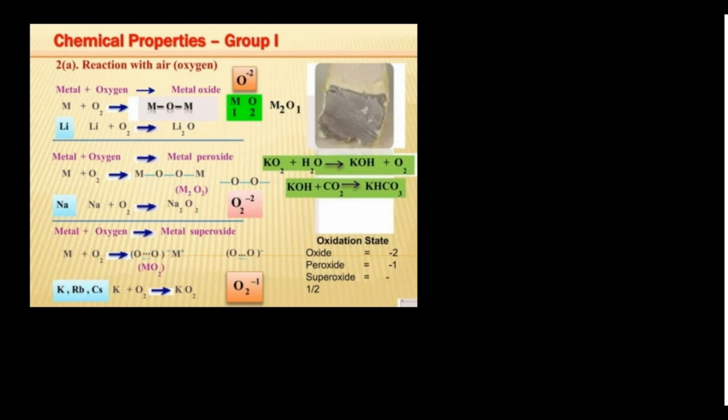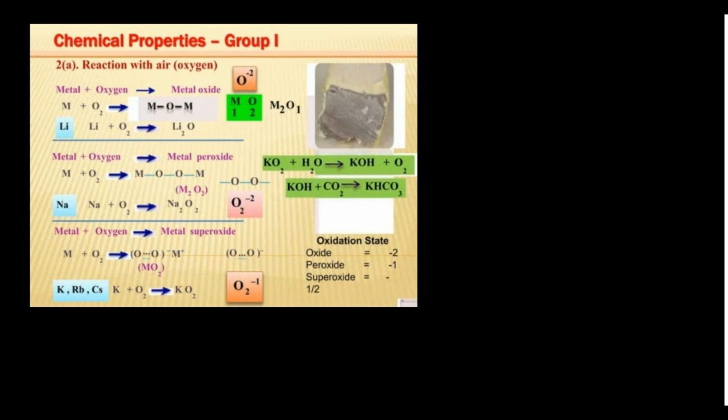And if you react potassium, rubidium and cesium, then potassium forms KO2. However, all these may form mixtures of the different kinds of oxides: the oxide, superoxide and the peroxide. As you can see here, when you have oxide, that means the oxygen is in the -2 state. In the peroxide, oxygen is in the -1 oxidation state, and for the superoxide it is in the -1/2 oxidation state.